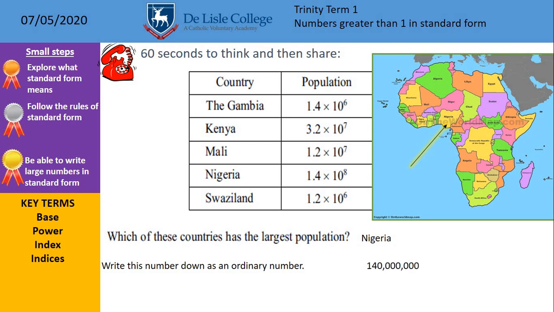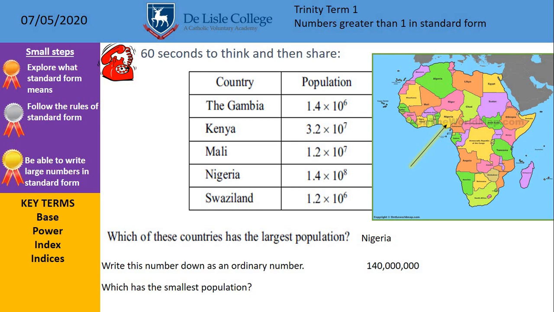Okay, and to write this number down as an ordinary number, we'd end up with 140 million. So Nigeria has a population of around about 140 million people there. I think as a country, United Kingdom is around about 70 million. So Nigeria's got around about twice the population of us here. And then which country has the smallest population?